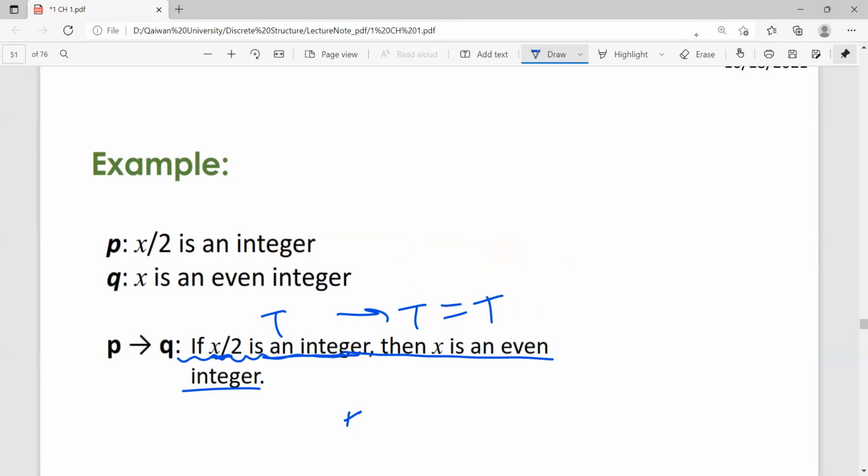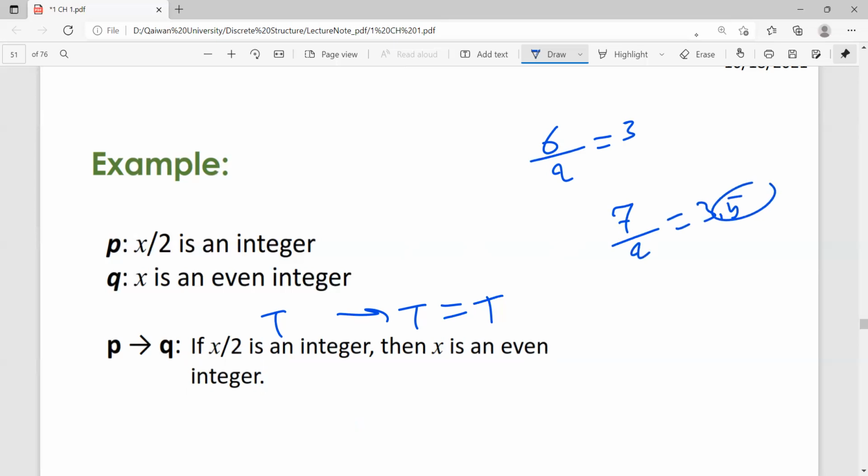That's why we say if x is divisible by 2, of course x is an even integer. Look, 6 could be divided by 2 without remainder. For example, 7 couldn't be divided by 2 because it gives 3.5, you have a remainder. That's not true. So for only the even ones, these two statements are true. So if the first is true, the second is also true, and the result is true.